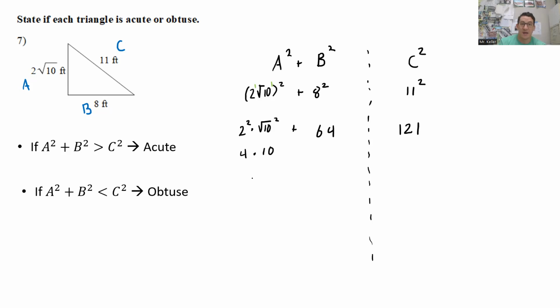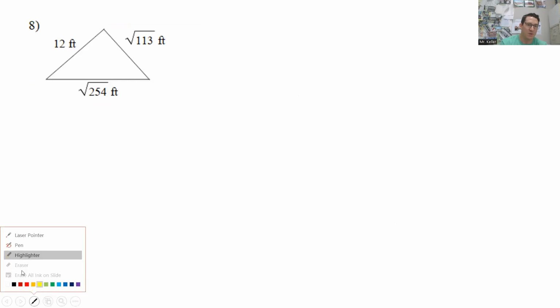So this is 40 plus 64, and then 121. Bring all this stuff down. 40 plus 64, that is 104. On that side, I still have 121. So here, the C squared is bigger. So this is an obtuse triangle, right? What that means is this angle in here is bigger than 90. Let's look at one that's going to come out to acute. Spoiler alert, it's going to be acute.